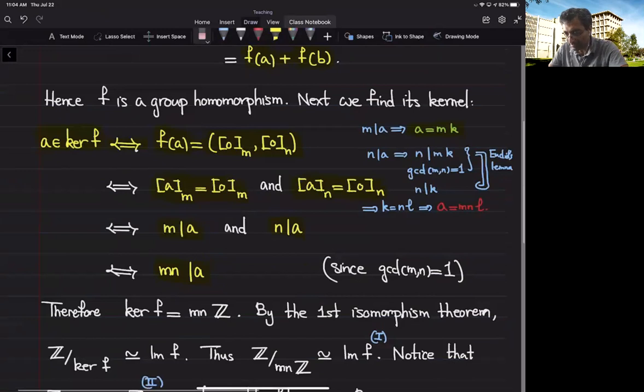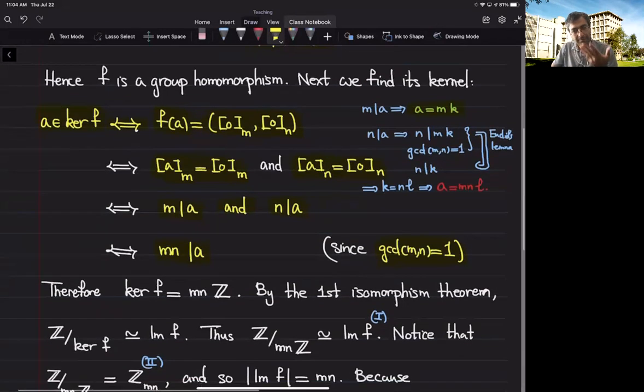But in any case, because m and n are coprime and m divides a and n divides a, we can deduce that mn divides a. So a belongs to the kernel of f precisely when it's a multiple of mn. That means the kernel of f is equal to the multiples of mn, that is, mnZ.